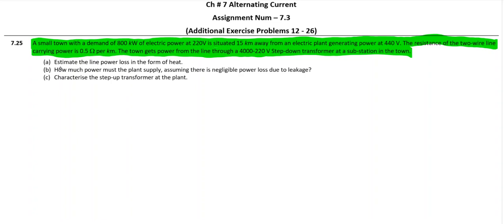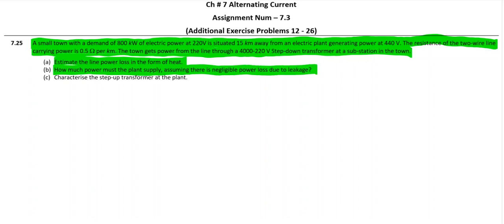From this situation we have three questions. First one is estimate the line power loss in form of heat. Second one, how much power must the plant supply assuming there is negligible power loss due to leakage. Third, characterize the step up transformer at the plant.